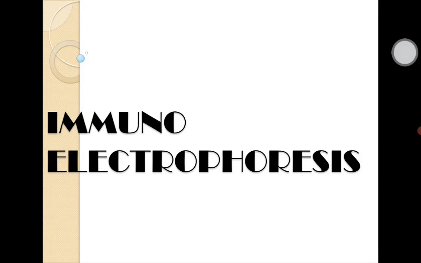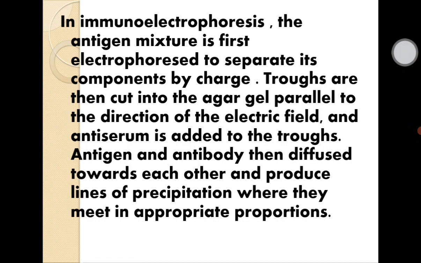Today we are going to discuss immunoelectrophoresis. What is immunoelectrophoresis? In immunoelectrophoresis, antigen mixture is first electrophorized to separate its components by charge. Troughs are then cut into agar gel parallel to the direction of the electric field, and antiserum is added to the troughs. Antigen and antibody then diffuse towards each other and produce lines of precipitation where they meet in appropriate proportions.